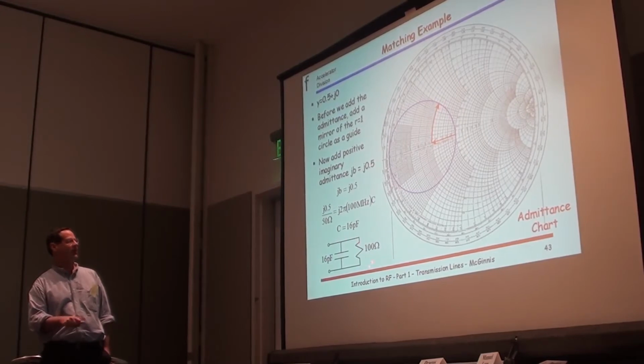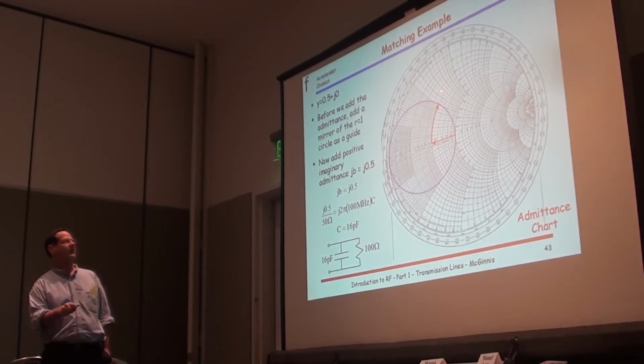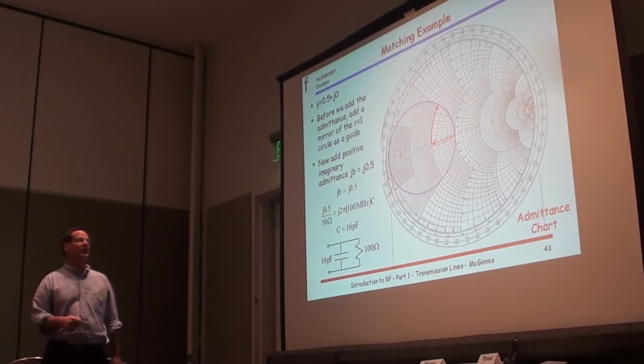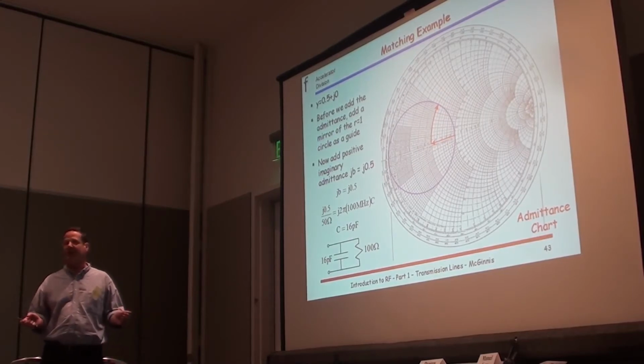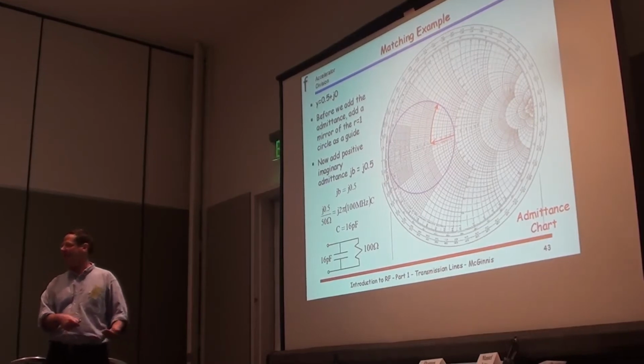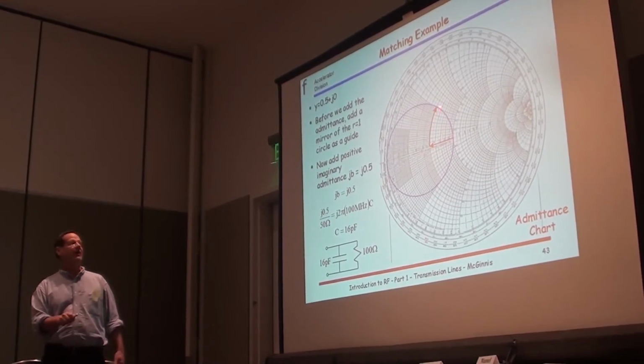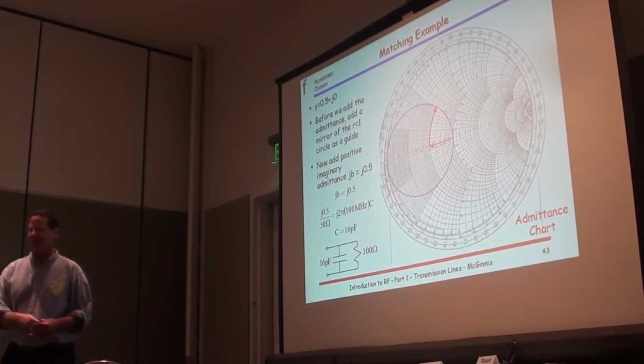So basically, this circuit here of 100 ohms, 16 pF, you have a reflection coefficient here on the admittance Smith chart. On the impedance Smith chart, it's over here. All right. Now, we've done enough as far as in parallel as we can do. Next thing we need to do is go back to the series, to add something in series. So since we're in the admittance Smith chart, we're already flipped, let's flip back.